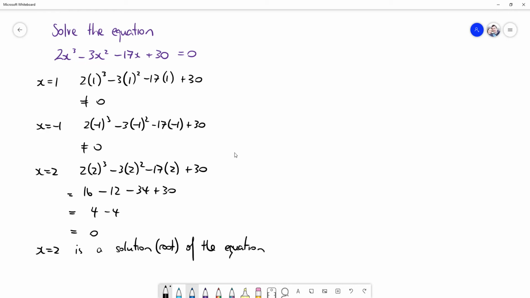Now the factor theorem, let's write it down here, tells us that if x equals a is the root of an equation, well then x minus a will be a factor. So in our example here, we figured out that x equals 2 is a root or a solution to our equation, and that means x minus 2 is a factor. And what a factor will allow us to do is we can divide this factor x minus 2 into the cubic expression, and we should find the other factors. So that's what we're going to do next.